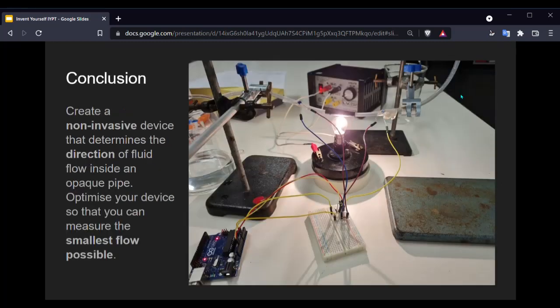This approach to the question is plausible and effective. I have created a non-invasive device that determines the direction of fluid flow inside an opaque pipe, and it is optimized to measure the smallest flow possible.